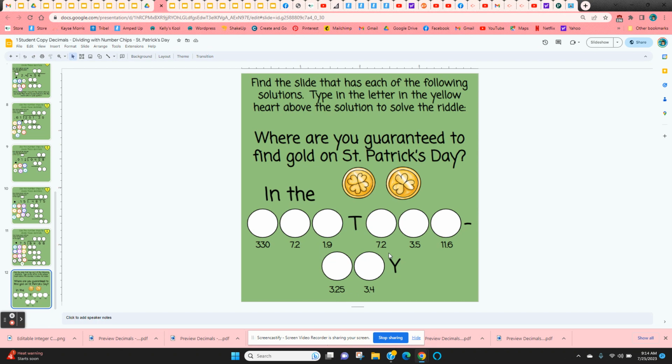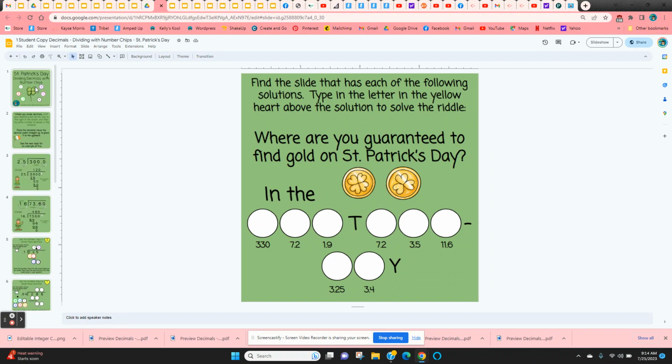So they have to go back through the previous slides. When they find this answer, not product, quotient, when they find this quotient, then they're going to look on that slide, find the letter in the yellow heart, and they're going to type that letter above its answer. If they've done it correctly, they will solve the riddle.